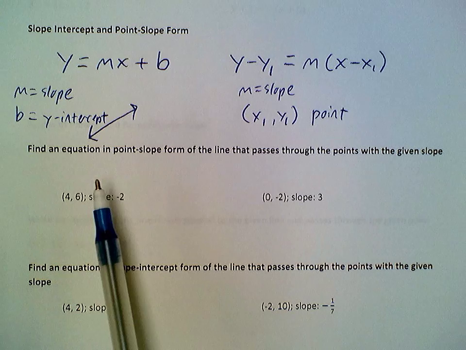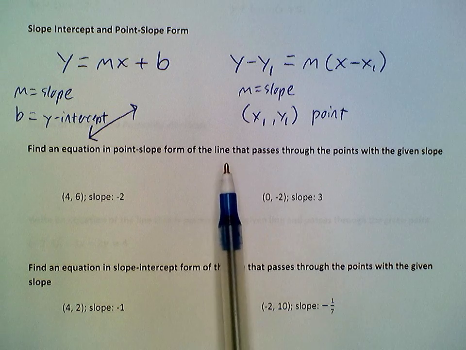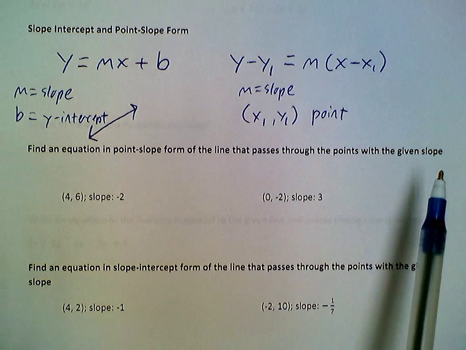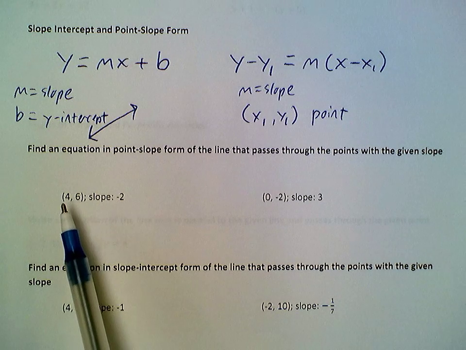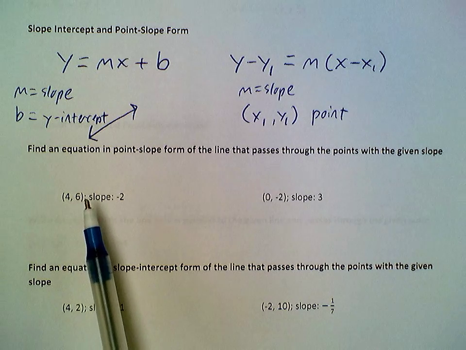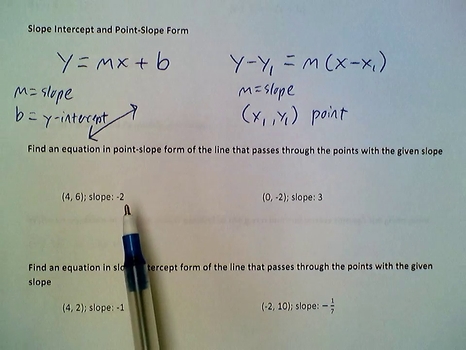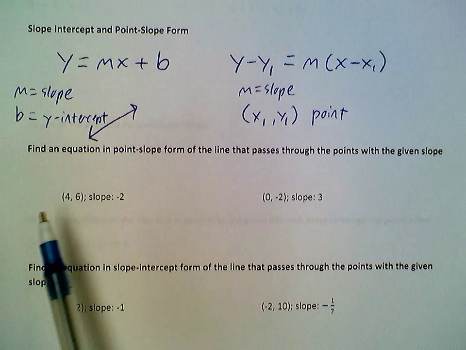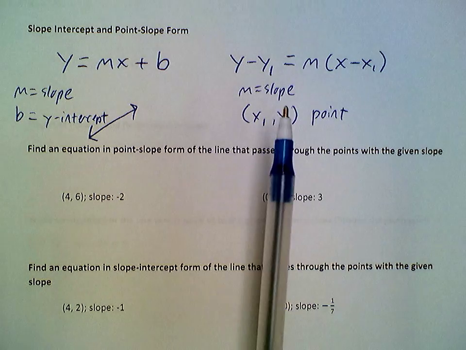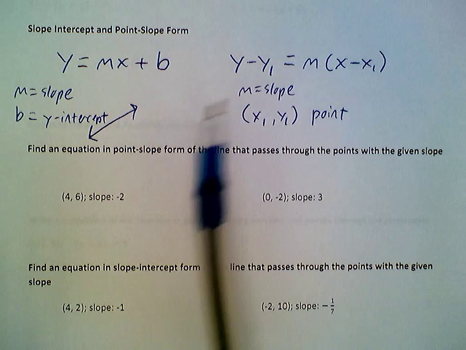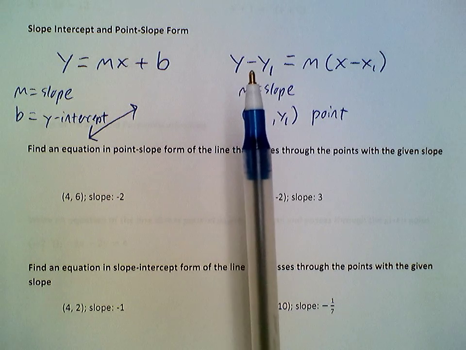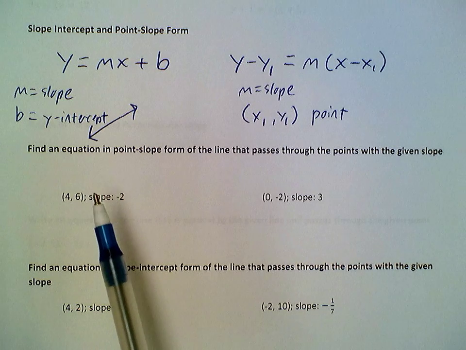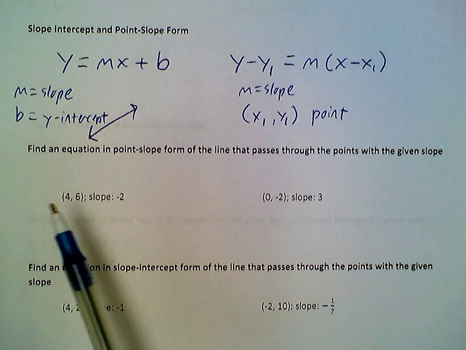This says, write an equation in point-slope form of the line that passes through the points with the given slope. So I got 4, 6. It's saying this line is passing through the point 4, 6 with a slope of -2. Point-slope form basically means I'm going to take this point and the slope and just plug it into this equation up here. So y minus y1. So y1 is going to be 6.